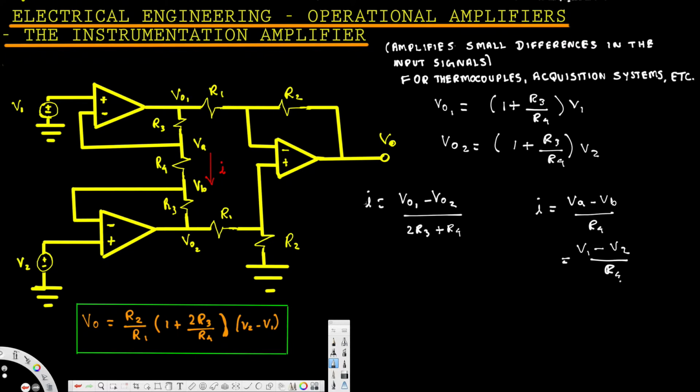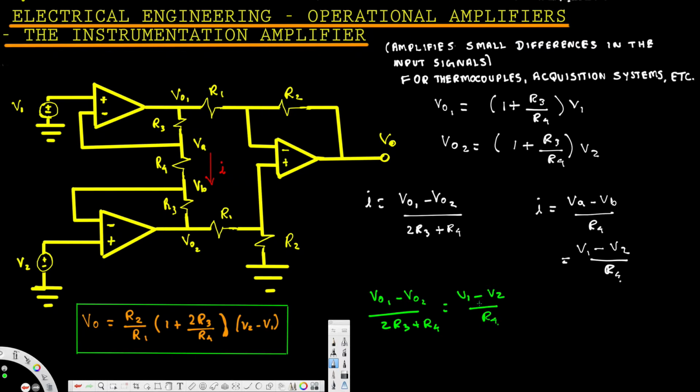Now since the currents are equal, because no matter wherever you pick, the current is going to be the same everywhere, right? So this I is the same, right? We are looking at the series current, so we can equate these two equations. Let's say (VO1 minus VO2) divided by (2R3 plus R4) is equal to (V1 minus V2) divided by R4.